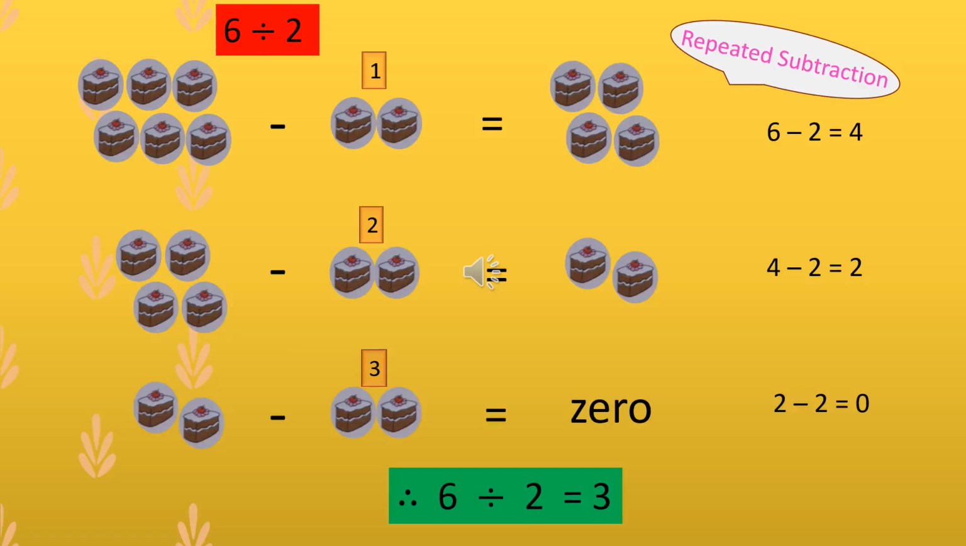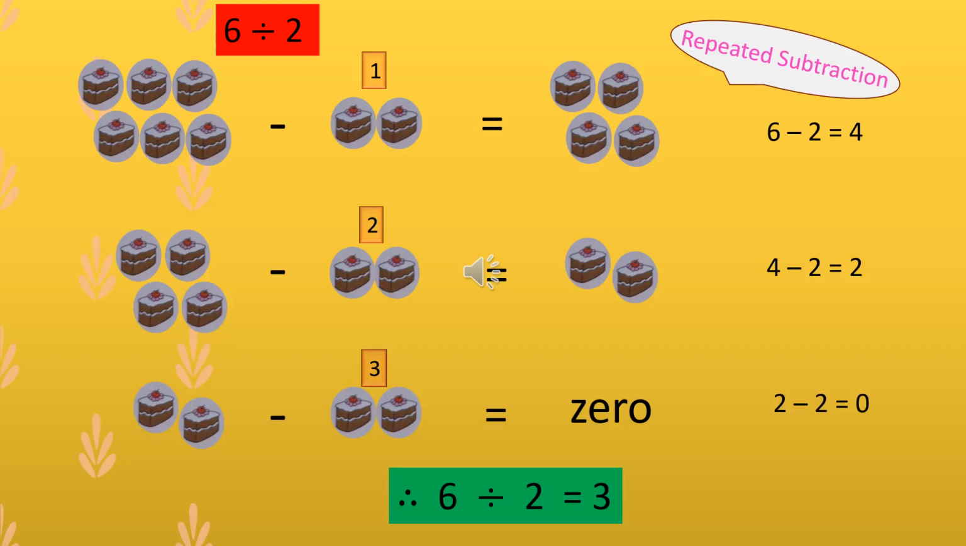So if I eat 2 pastries out of these 6 pastries, then how many pastries will be left? 4. Yes, it means 6 minus 2 equals 4. Now how many pastries do we have? Now we have 4 pastries. So if I eat 2 more pastries, then how many will be left? 2. Yes, 2 pastries will be left. That is 4 minus 2 equals 2. Yes. Now we have just 2 pastries.